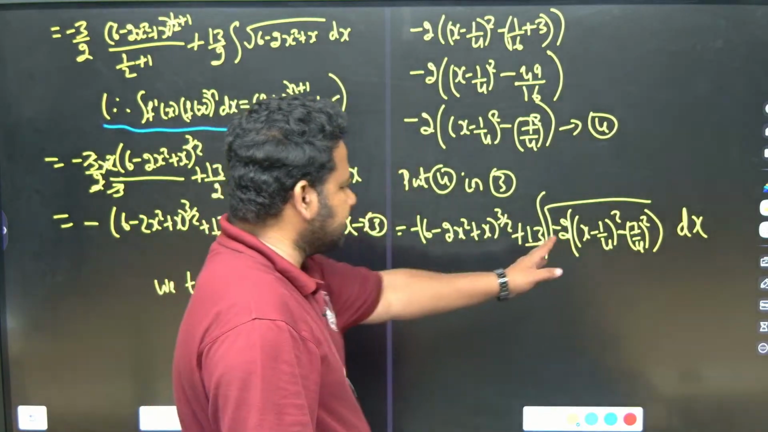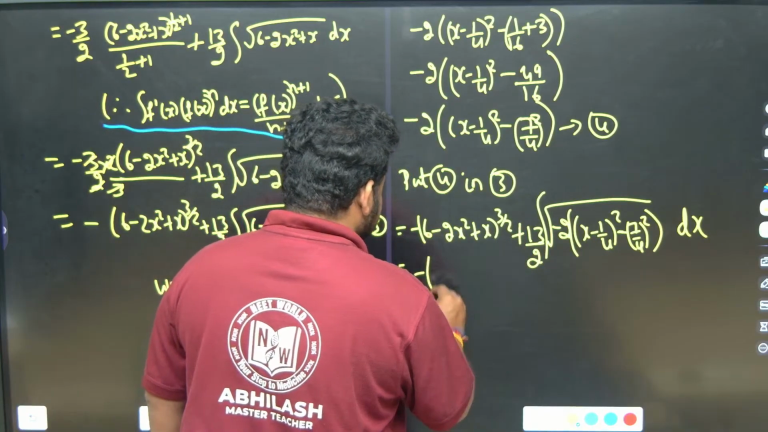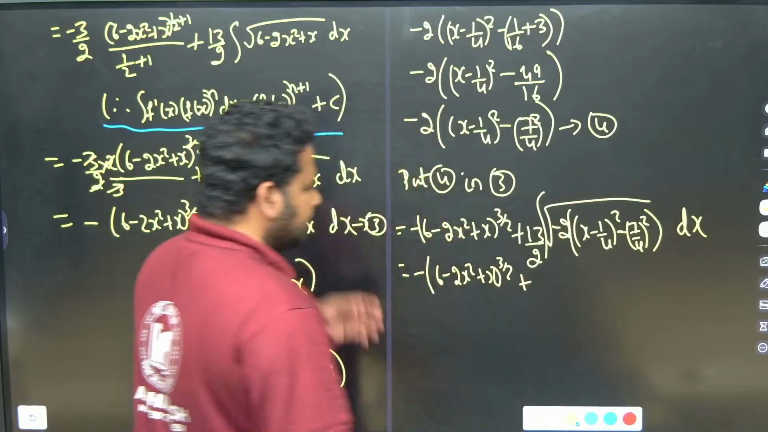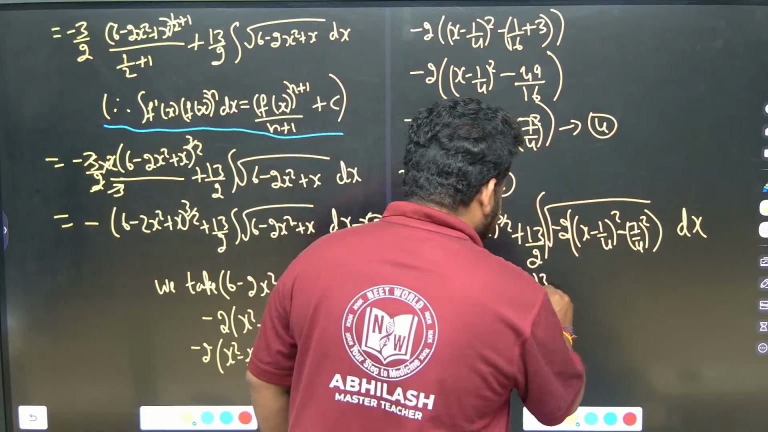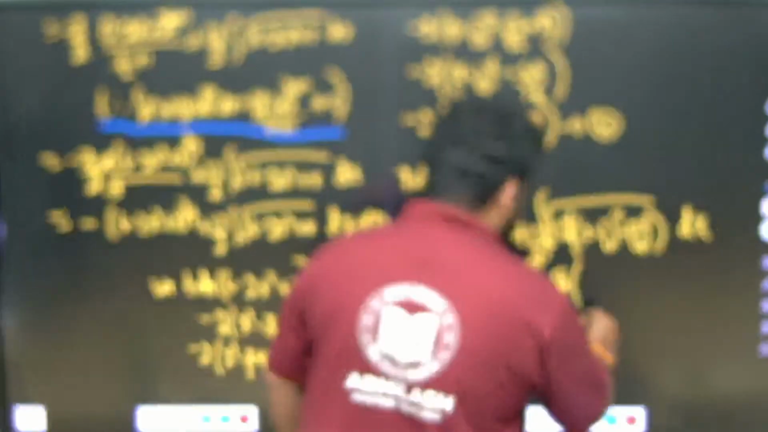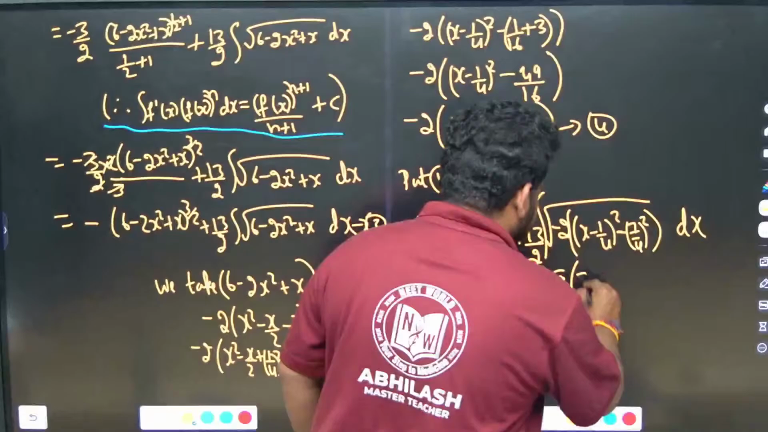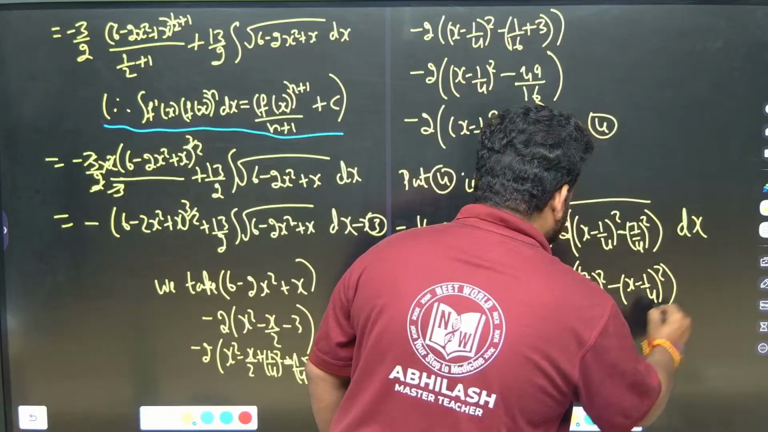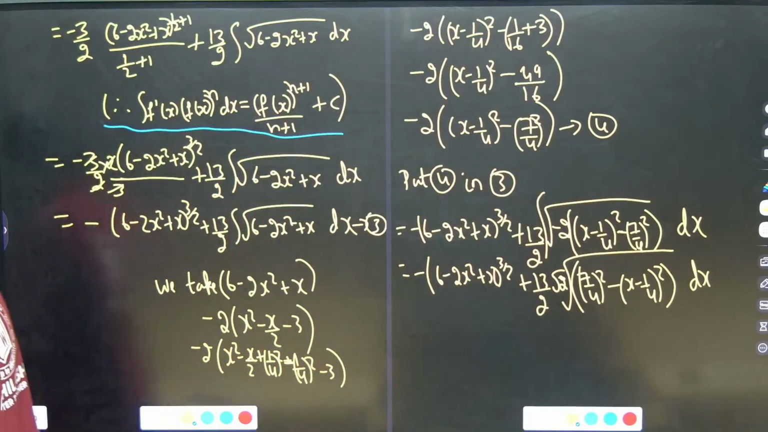If I take it outside, this will become root 2. So this will become root 2 into minus 6 minus 2x square plus x to the power of 3 by 2. If I take just 2 outside, this will become 13 by 2 into root 2. Minus into minus: minus x minus 1 by 4, minus into minus will become plus. So this will become 7 by 4 whole square minus x minus 1 by 4 whole square. This is within the square root dx.